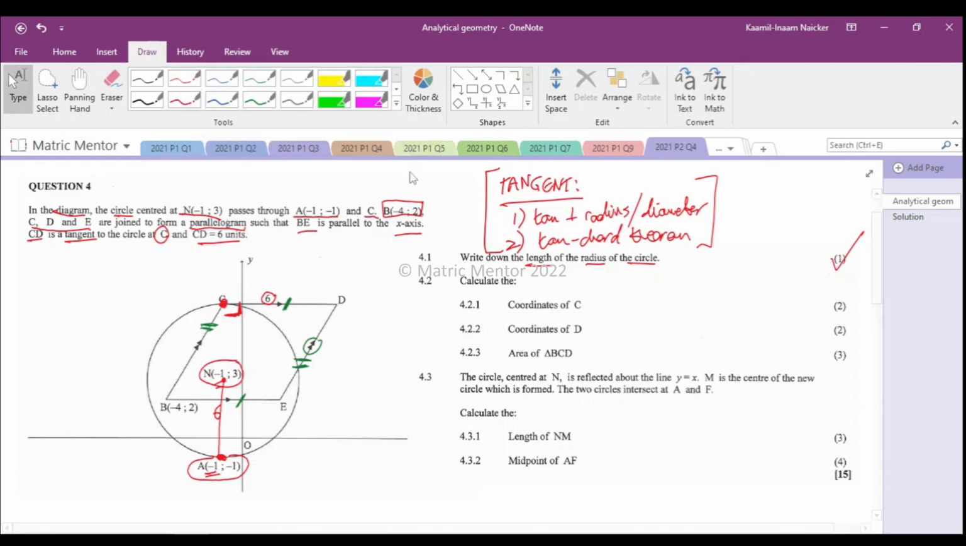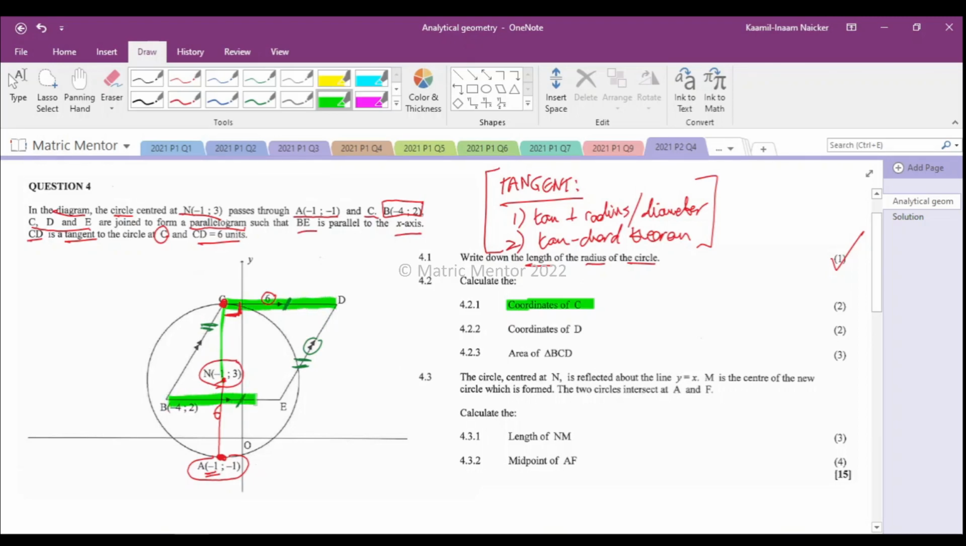Okay, now let's go on. They say to me, calculate 4.2.1, the coordinates of C. Okay, so let's have a chat quickly, right? You can see that CN forms a radius, right? Because it's a line from the center to the circumference of the circle. Remember also I mentioned that CD runs parallel to the x-axis, right? And how do I know that?